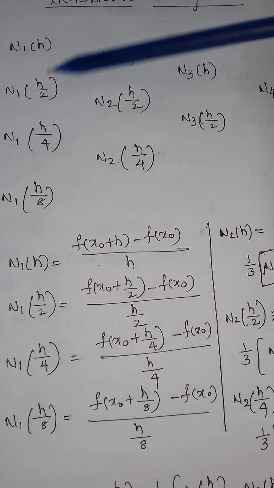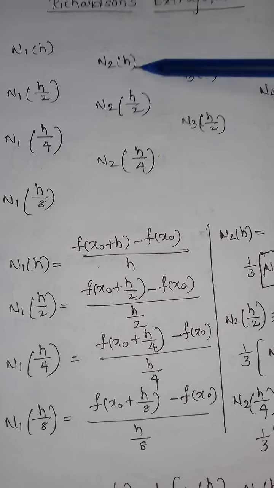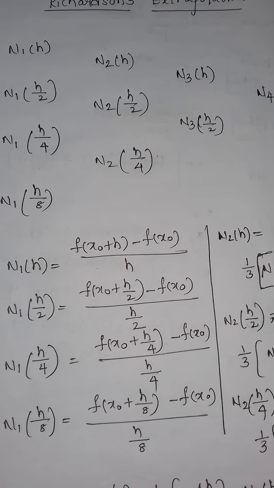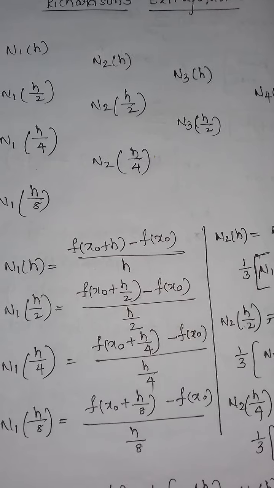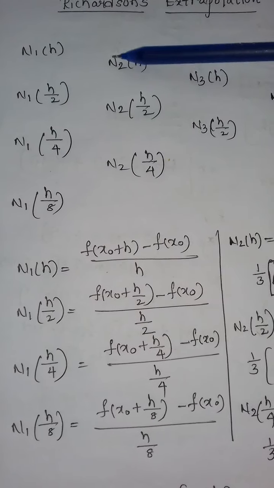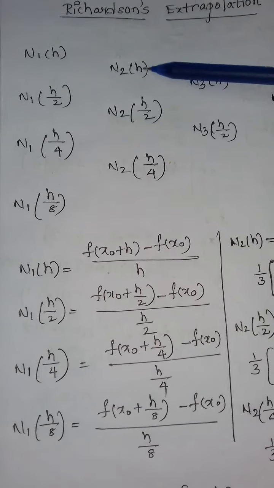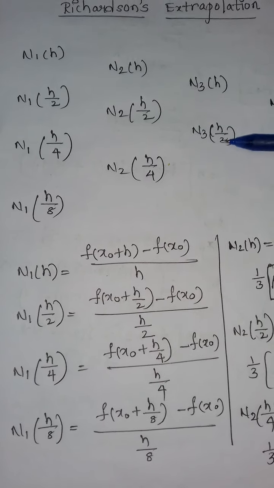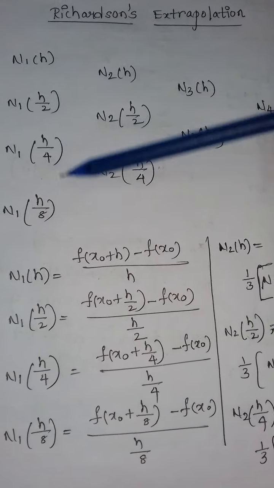Similarly, in between these two you will start N2, in between these two you will start N3, in between these two there is N4. I have taken up to this only. You can take n number of times also. So in this way we will write first h by 2, h by 4, again h by 2, and h. Now we need to find the formulas of this.